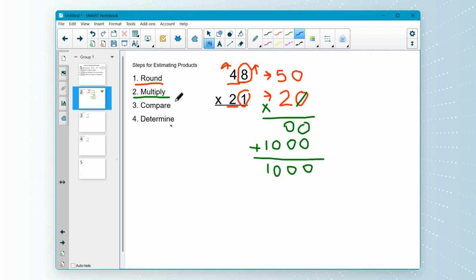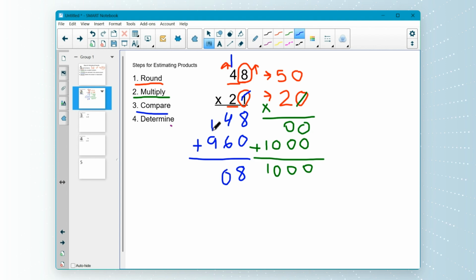Great. So now my next step is to compare. So I need to solve this one so I'll be able to compare if my answer makes sense to my estimate. So 1 times 8 is 8. 1 times 4 is 4. So I did that first ones place. Now I'm going to add a 0 down here to hold that place value. 2 times 8 is 16. Carry my 1. 2 times 4 is 8. Plus 1 more is 9. So I'm going to add those two numbers together to get my product of 48 times 21. 8 plus 0 is 8. 6 plus 4 is 10. Carry my 1. And then 9 plus 1 is 10.